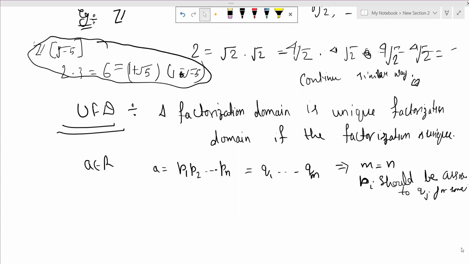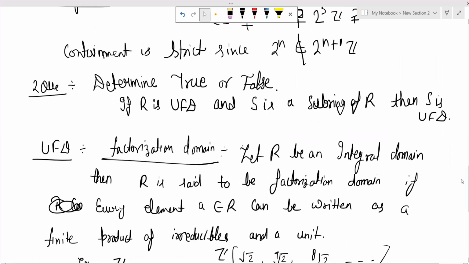So now come to our questions. This is just a definition which I needed to introduce for this question. If R is a UFD and S is a subring of R, then S is a UFD. Now Nipun will tell me whether this is correct or not. Where is Nipun? Yeah, he's here. So Nipun, you asked me for the definition, I gave you the definition. Now you tell me, is this statement correct or not?